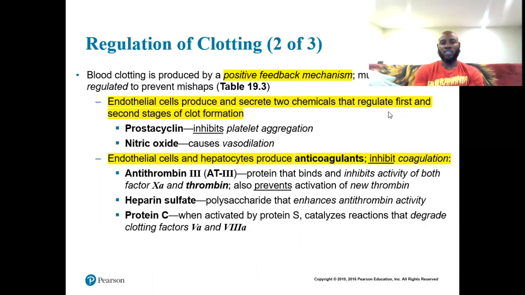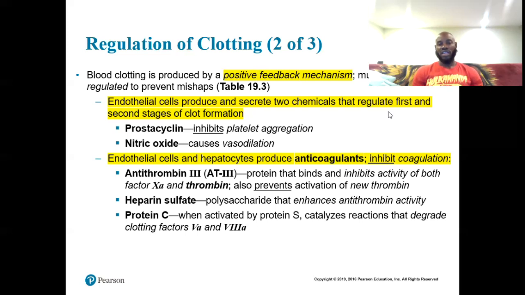So endothelial cells produce and secrete two chemicals that regulate the first and second stages of clot formation. Prostacyclin inhibits platelet aggregation. Nitric oxide causes vasodilation. Remember, vasoconstriction happens when there's a problem, so we want vasodilation to get back to normal.